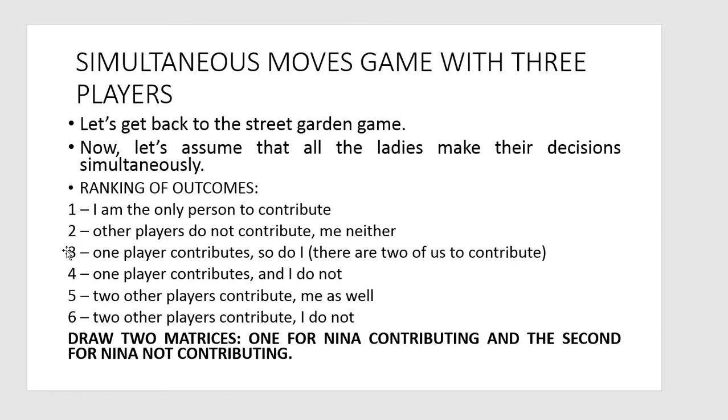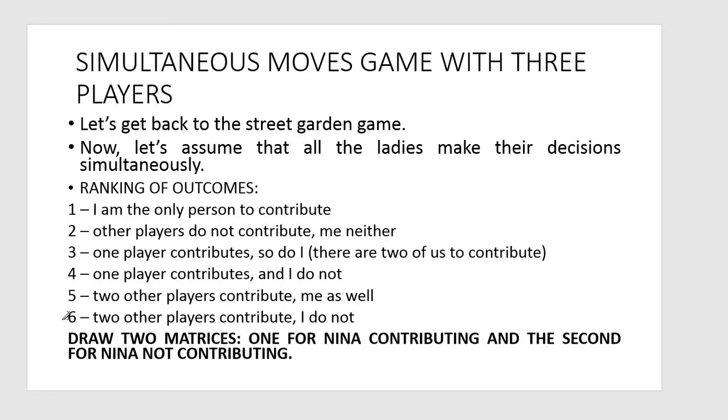Payoff 3 is assigned to the outcome when one player contributes and Emily does the same. So there are 2 of us to contribute, and 4 if one player contributes and I do not. So in this case there is a small garden and I do not have to pay for this. 5 when 2 other players contribute and I have to contribute as well. And 6 when 2 other players contribute and I do not. Like in this case we have a middle-sized garden which I get for free.